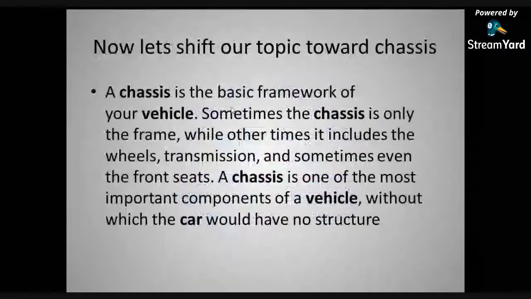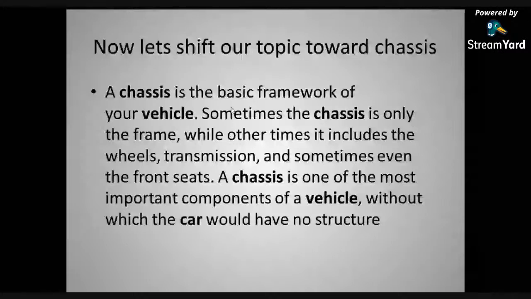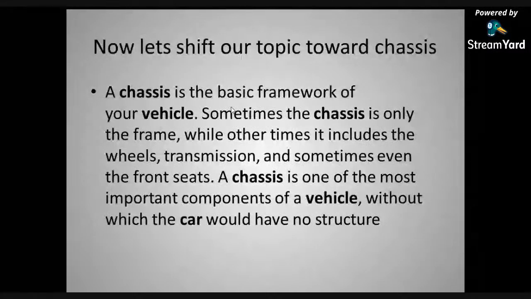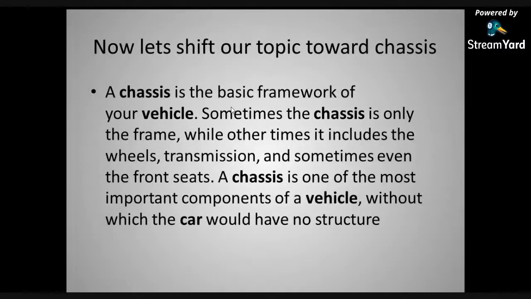So guys, now let's shift the topic towards the chassis of the car or automobile. The chassis is a very important part in the automobile structure. So guys, let's see what it says. I'm just reading out the definition over here. A chassis is the basic framework of your vehicle. Sometimes the chassis is only the frame, while other times it includes the wheels, transmission, and sometimes even the front seats. So a chassis is one of the most important components of the vehicle. Without this, you won't have the car as a structure. So guys, this chassis is the backbone of an automobile.